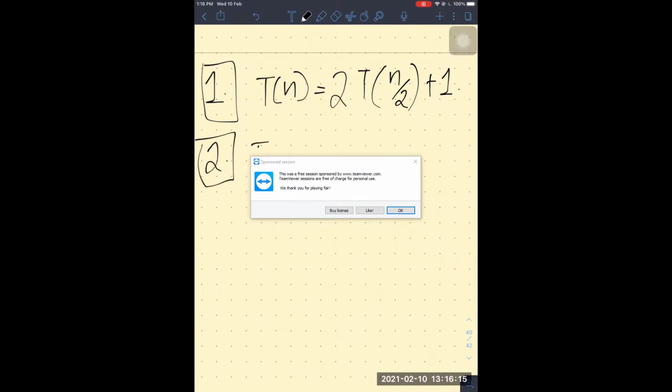T of n equals... so it's an open book, so you can use the internet or any other resource if you want. It is also not graded, so don't worry about the grades. Tomorrow's quiz will be graded, so you just have to practice Master's theorem for tomorrow's quiz. Feel free to ask any questions or confusions that you have regarding the Master's theorem.